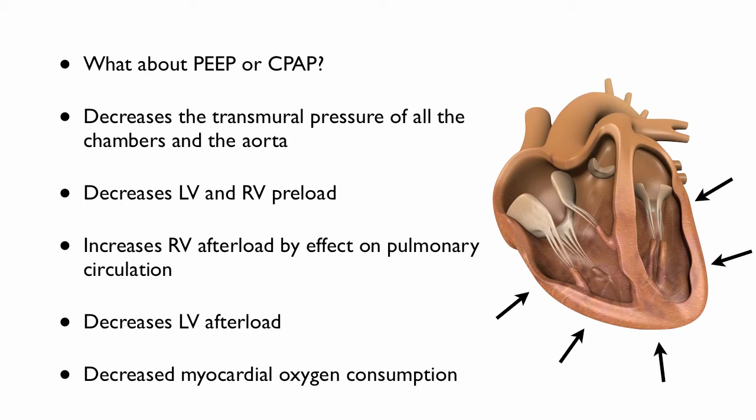It also increases the right ventricular afterload by its effect on the pulmonary circulation, and decreases the left ventricular afterload by its effect on the transmural aortic pressure. It's also going to decrease myocardial oxygen consumption by decreasing that muscular wall tension, particularly during contraction.